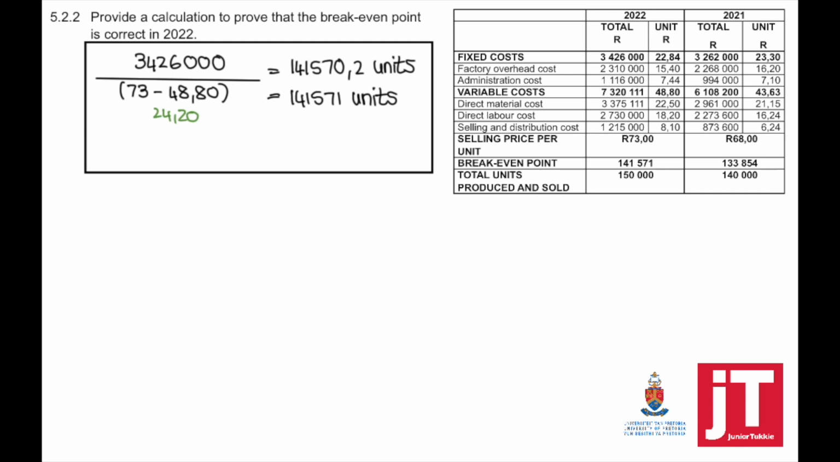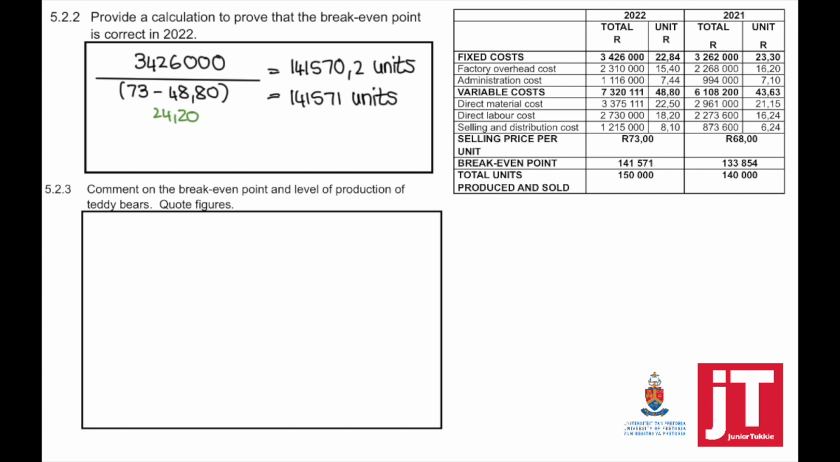We round up, which means 141,571, which means that we have proven that the break-even point is correct. Number 3, comment on the break-even point and the level of production of teddy bears, quote figures.